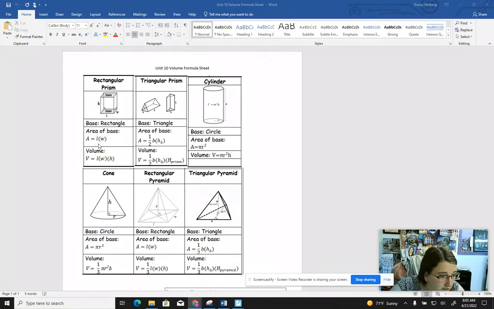Hopefully you can see, here's the area of the base, length times width. That's area of the base. Here's the area of the base, 1/2 base times the height of the triangle. This is the area of the base. Once more, the area of the base is pi r squared, times the height. So once more, in all of these formulas, area of the base is a component of the formula. And then typically what we do is we multiply by the height, sometimes with another factor involved.